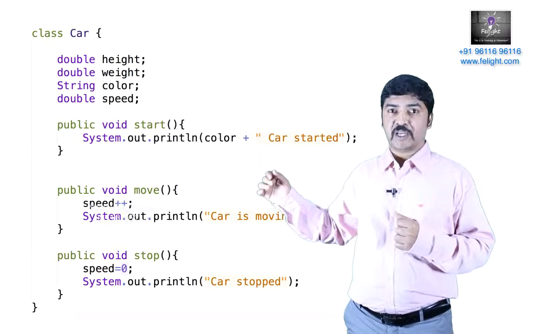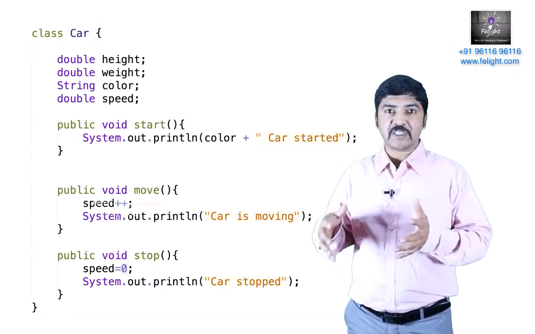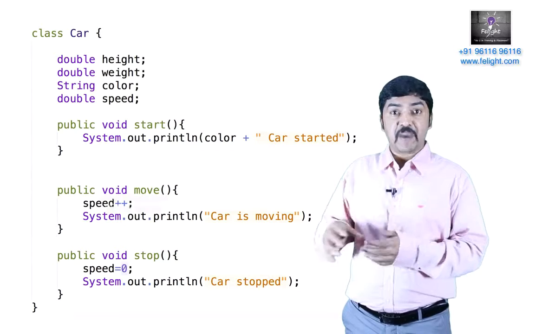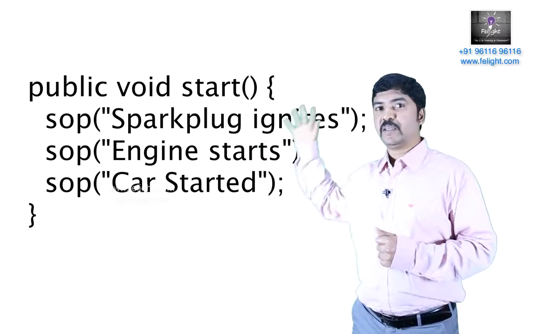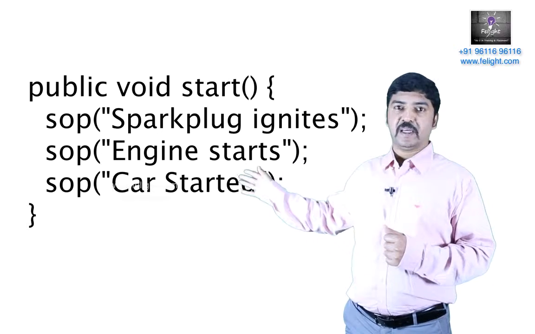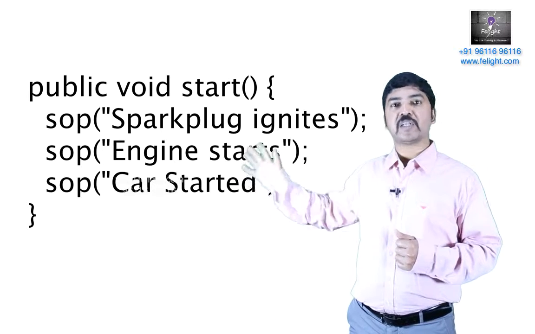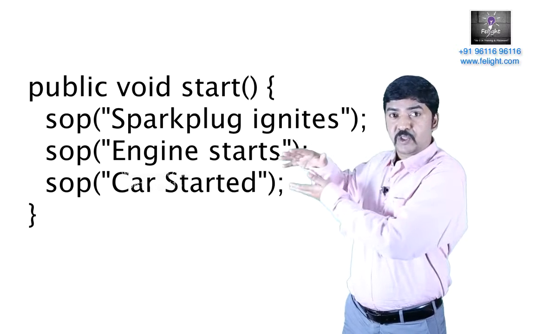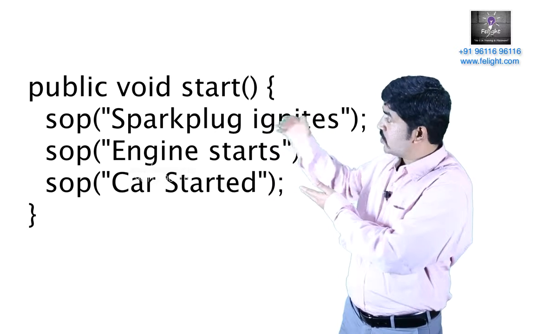What do we do exactly to start a car? We open the door, we sit inside, we turn the key. These all are actions, right? They all are behaviors. So these operations belong to a behavior of the car. Let's make it simple. Let's say to start the car, I will have one System.out.println: the spark plug ignites. Then another SOP statement: engine started. Then another SOP statement: car started. Assume like that. These operations belong to a behavior called start. Yes or no?